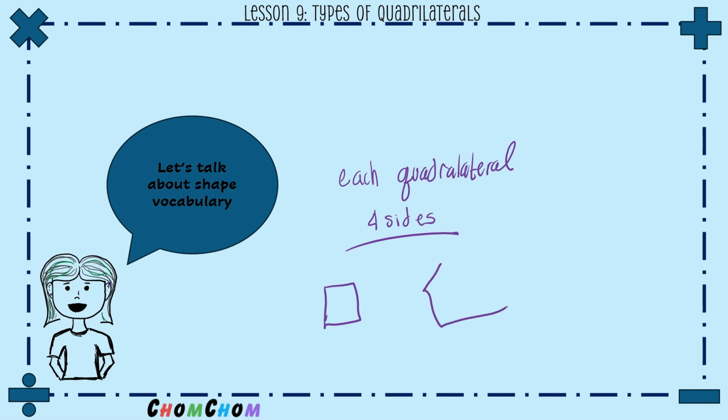Is this a quadrilateral? No, it is not, because it also has to be closed. Closed just means all the lines are interacting with each other. We don't have any open spots like that. That is not a quadrilateral.